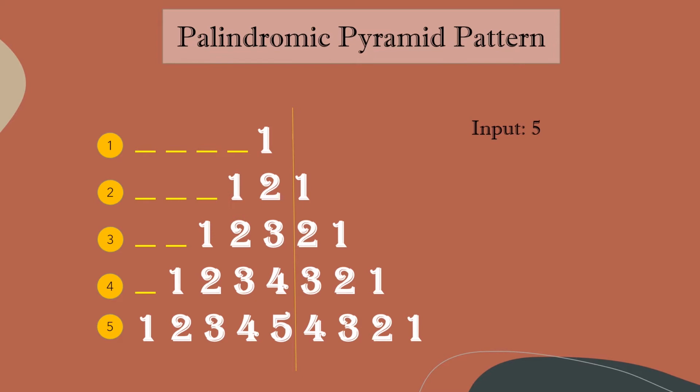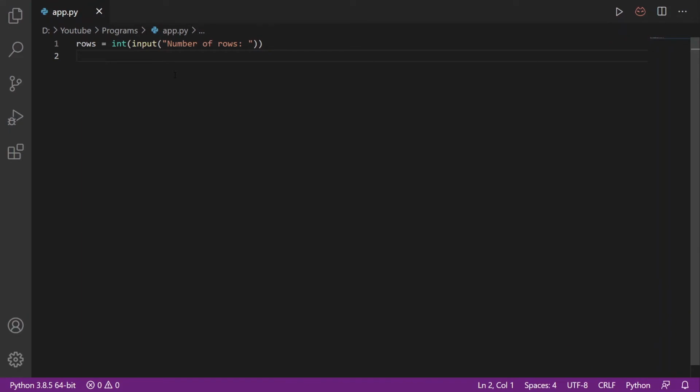And in the last part we have the decreasing half of the pyramid. So in the second row I have 1, in the third row I have 2 and 1. That means for each row I have to start from that row minus 1 and go till 1. So this is the range of the loop. Now let's code this. So first I will take input from user for the number of rows.